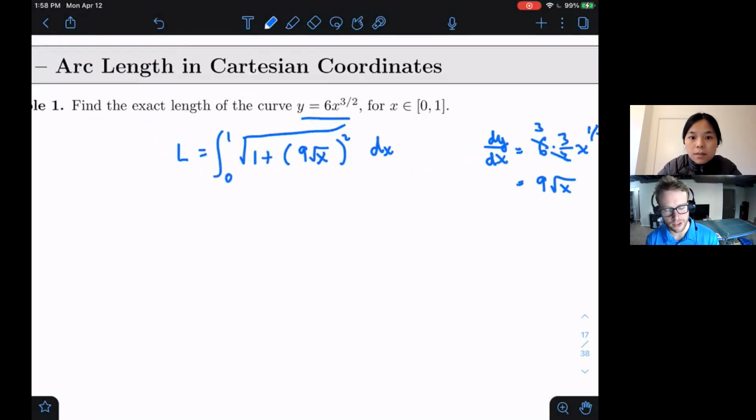Okay, now let's take a line or so to simplify this before we integrate. When I square the 9, I'm going to get 81. And when I square the square root, I'm going to get just x there.